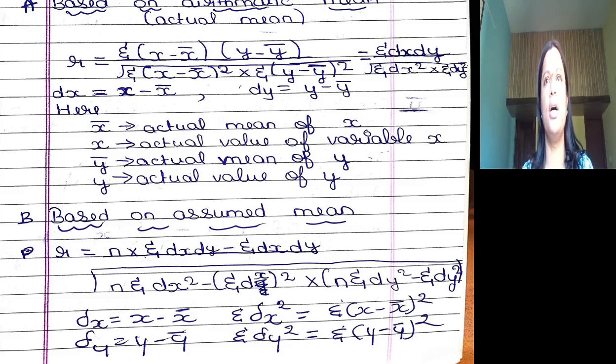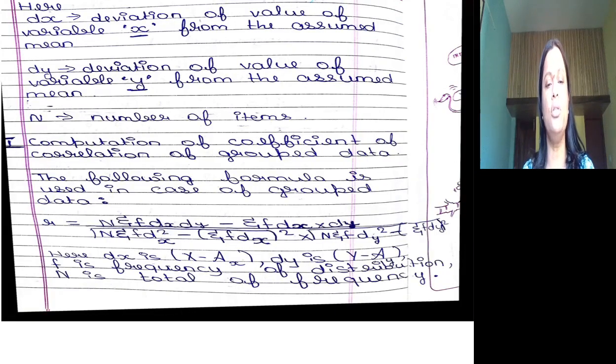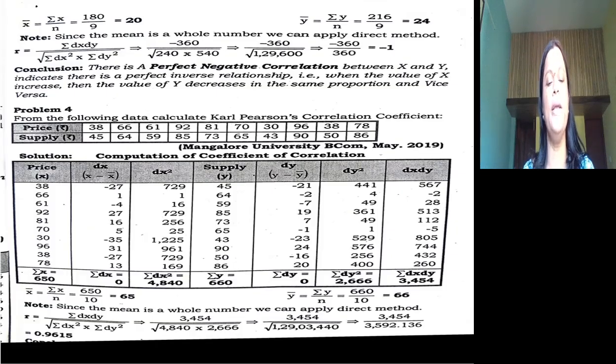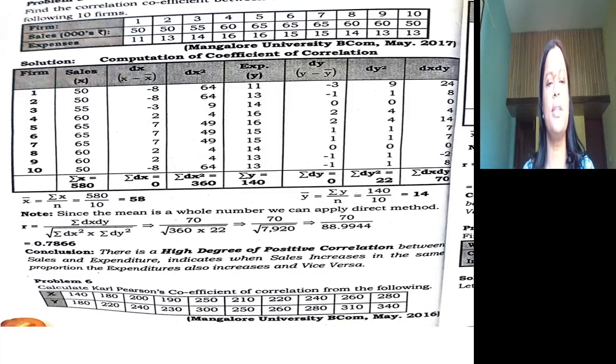Under the Pearson correlation coefficient, we have separate formulas for ungrouped data and grouped data. We were discussing how to solve problems relating to ungrouped data. When we have ungrouped data, we have two ways to arrive at the answer, either based on the actual mean or based on the assumed mean. We have already solved two problems on calculation of correlation coefficient. Now we are moving towards the third problem.